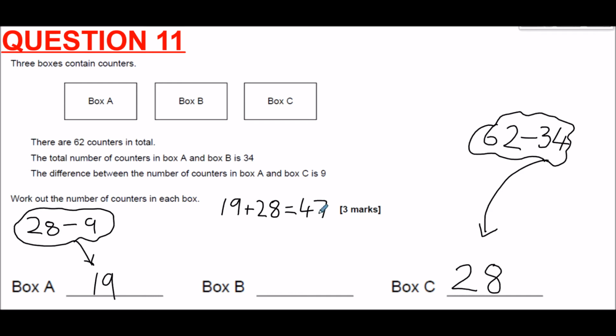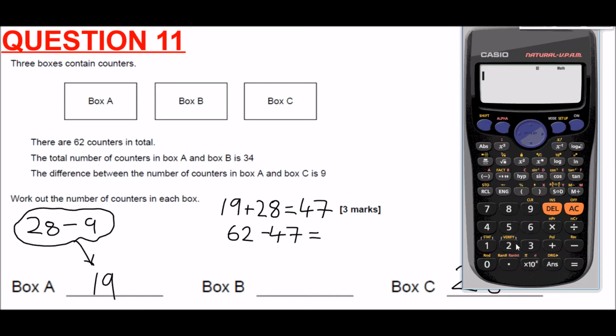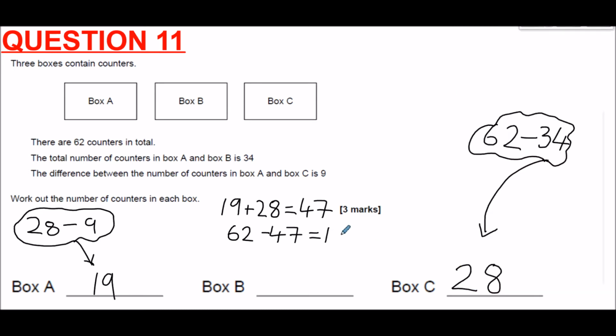And so we can work out how many counters are left by doing 62 subtract 47. 62 take away 47, what does that give us? 62 minus 47 gives us 15. And so that's how many counters are in each box. We've got 19, 15, and 28. And so that question 11 is now done.